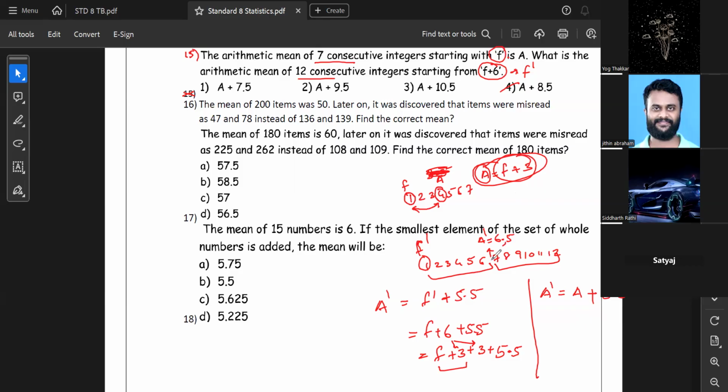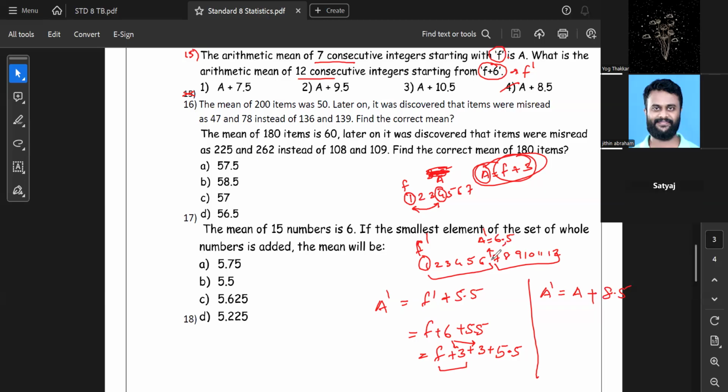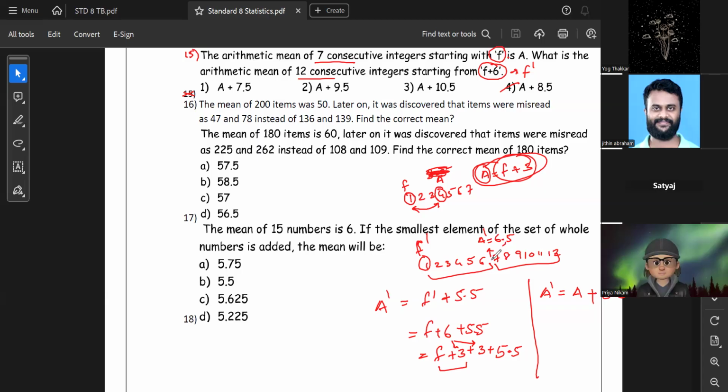Is your query also satisfied? No, sir. I wanted to tell one thing: if you are taking f plus 6 as f dash, the starting number should be 7, not 1, right? Because f you are taking as 1, so f plus 6 will be 7. So we have to take the 12 numbers from 7, not 1. Correct. That also you can do, my dear child.